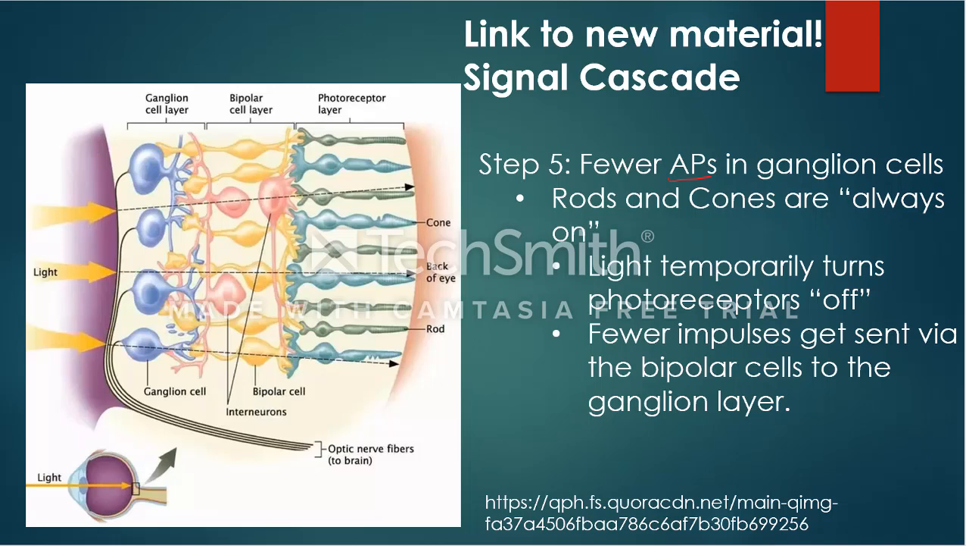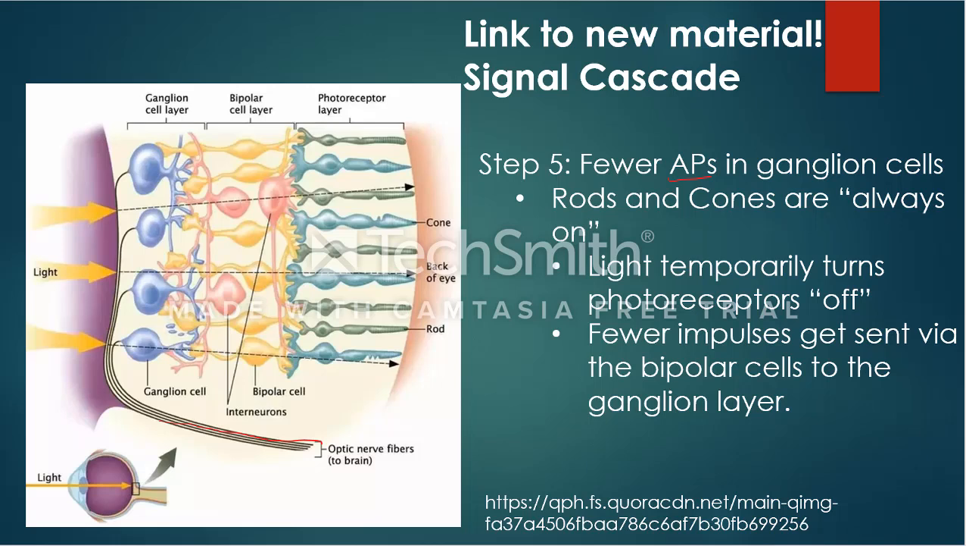All right. One thing to know, that in the absence of light, rods and cones are always on. So when there's no light, rods and cones are always on. Okay. When light comes in, it will temporarily turn off the corresponding photoreceptor. So for our rod, when light came in, it turned off. And so these fewer impulses get sent to the bipolar cells, to the ganglion cells, and eventually get sent to the optic nerve and to the brain. And the brain reads this absence of information and builds a picture of that in our head.